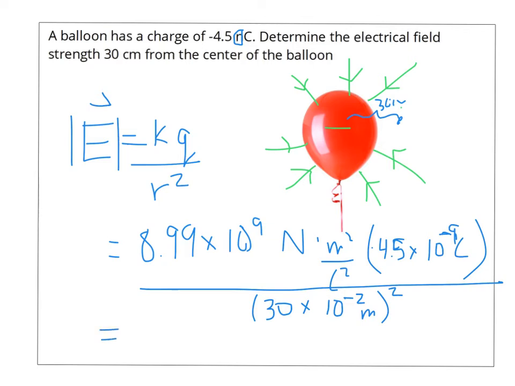So I type all this in my calculator, and I get 450 newtons per coulomb. If you look at what the units are doing here, I have two of these meters, so that's meters squared. I have one of these coulombs, and so I have newtons per coulomb. That's the unit for electric field.